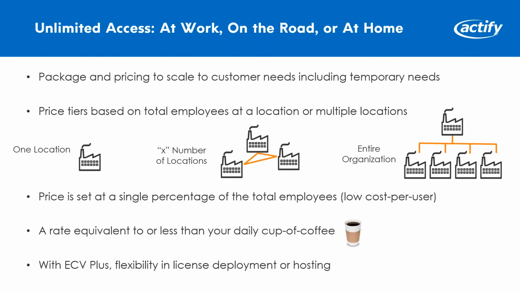So how do we do unlimited access? How can you get access for people at work, on the road, or at home? We've built a pricing model that we look at an organization, whether we narrow it down to a single location, a group of locations, or the entire company. And when we look at it, just so that we standardize across all companies, we made pricing tiers. So a company of 75 employees, 300 employees, 500 employees.